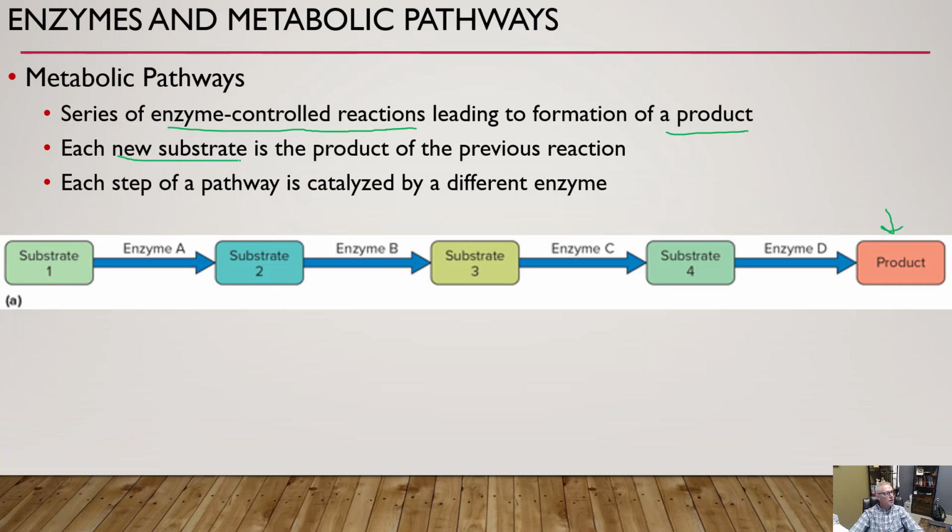And each new substrate is the product of a previous reaction. So here we have A plus B yields A, B plus C. Then we have A, B, C plus D. Then here we have A, B, C, D plus E. And then hopefully A, B, C, D, and E would be our final product. And like I said, each substrate has a specific enzyme needed in order for that reaction to take place.